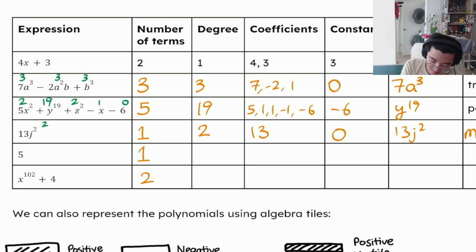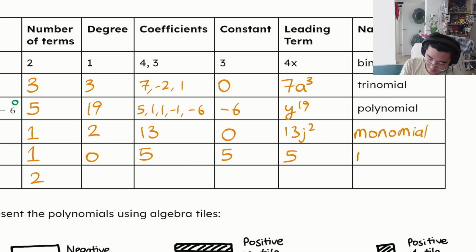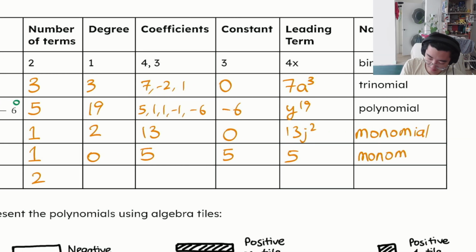Okay, next one, degree. There's no exponents, so the degree is 0. Coefficient is just a 5 by itself. The constant, that's the term without the variable, which is just a 5 by itself. Leading term, 5 by itself. Nice and easy. Name, just 1 term, so monomial.